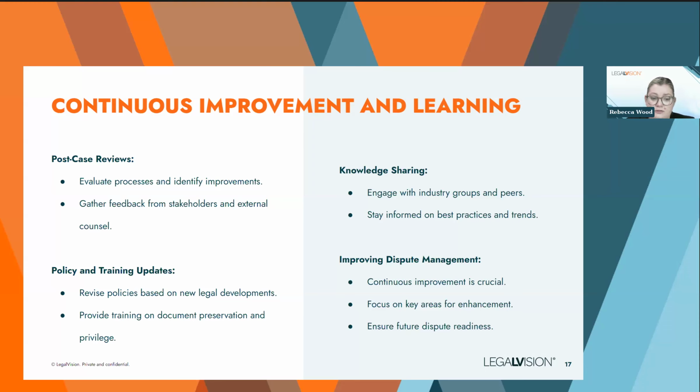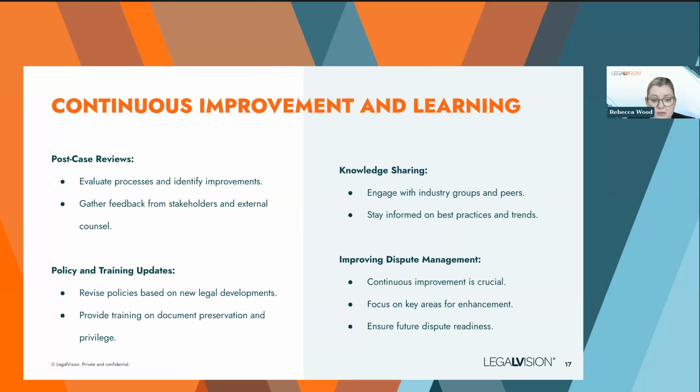This process should be collaborative. So you might want to seek feedback from external legal counsel, business stakeholders, and your other team members. It's important to critically evaluate the dispute management process and identify opportunities to streamline process, reduce costs, and improve outcomes.